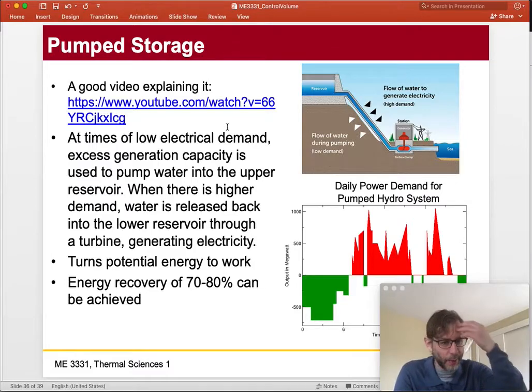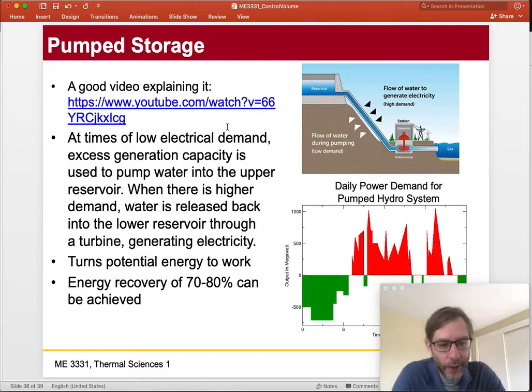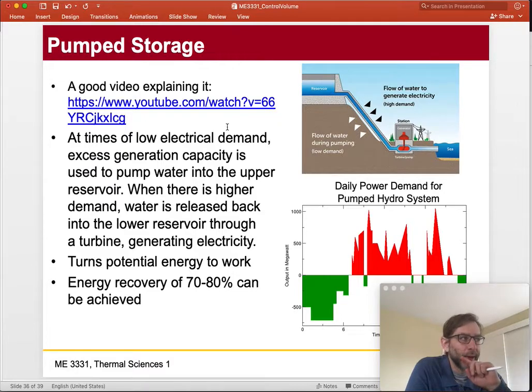It's really interesting. It's about practical engineering, and it talks a little bit about pumped hydro. So I think it'd be an interesting thing for you to watch, so feel free to do that if you have time. Essentially, the idea behind pumped hydro storage is that in times of low electrical power demand on the grid, excess generation capacity is used to pump water into an upper reservoir. The gravitational potential energy of that water is later converted to work through the same turbine, generating electricity.